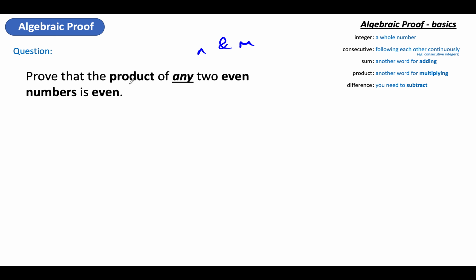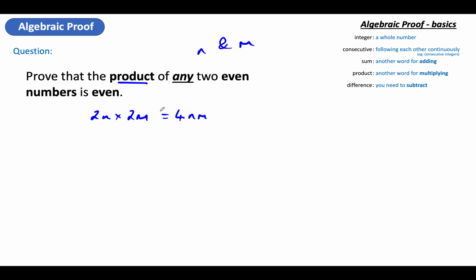Here we go. Right, product, that means times, and I'm going to times together any 2 even numbers. Well, 2n is one even number, and 2m would be another even number, and I'm going to multiply those together because it said product, and that means times. 2n times 2m, well 2 times 2 is 4, and n times m is nm.